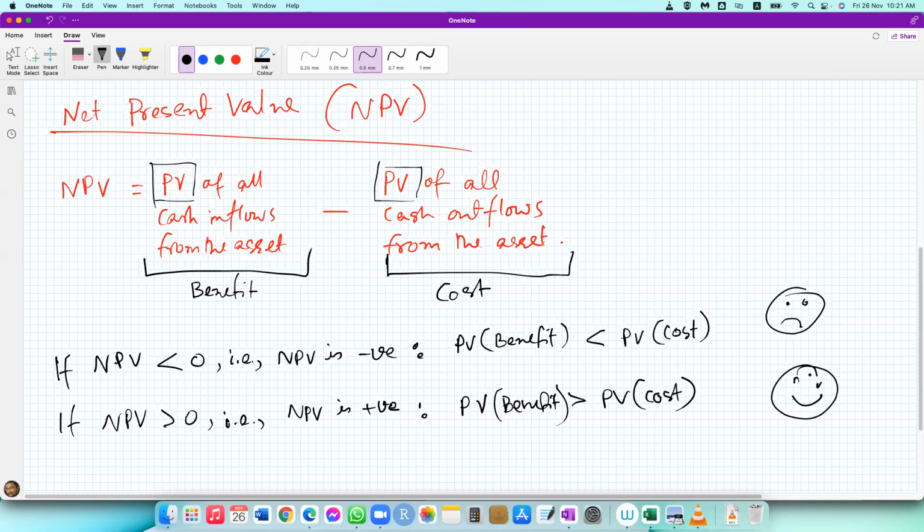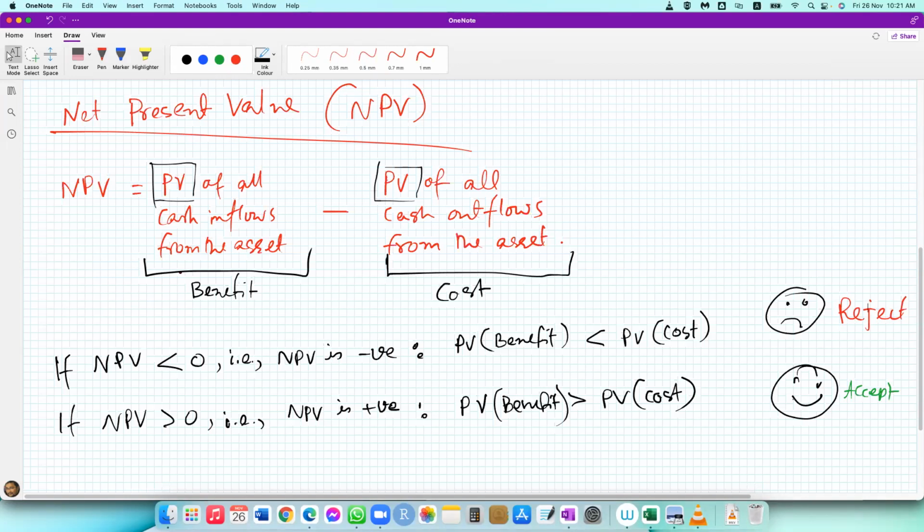So for any investment, if we find that the NPV is positive or greater than 0, then accept the project. And if we find that the NPV is negative, then reject the project. Do you understand that? Reject the investment.